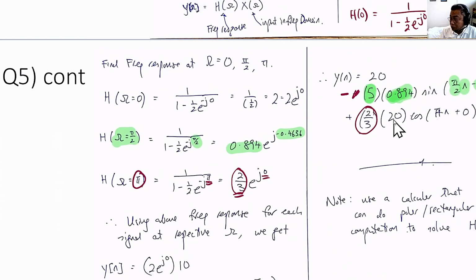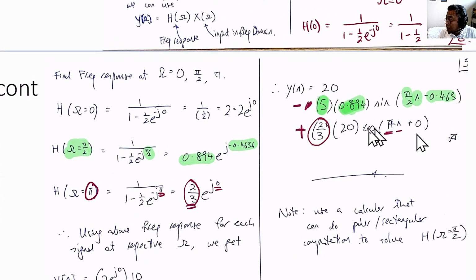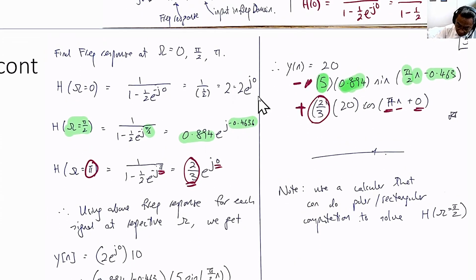2/3. The original input is 20. The original value is plus 20 cosine, with the original frequency of the signal, and now the phase shift is 0 because we see that H of omega at pi has a phase shift of 0. So the final answer is y[n] equals these 3 values.